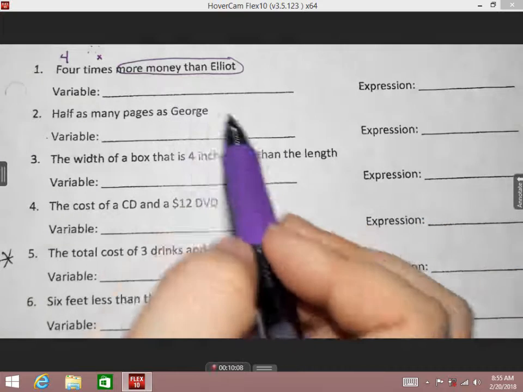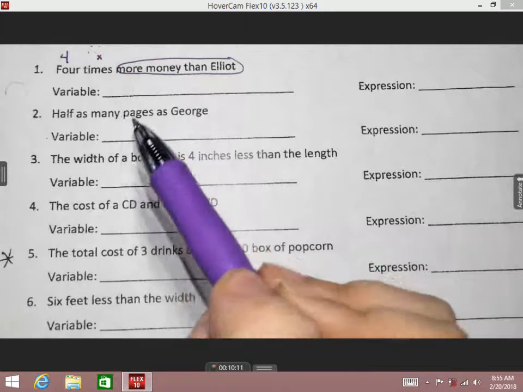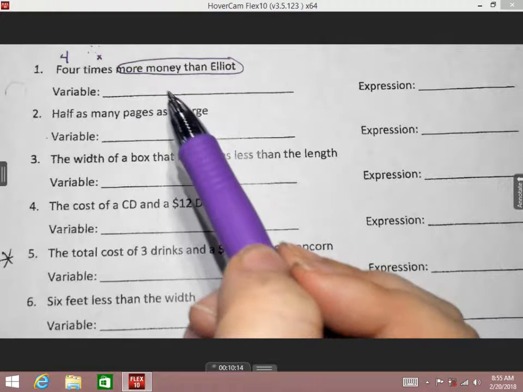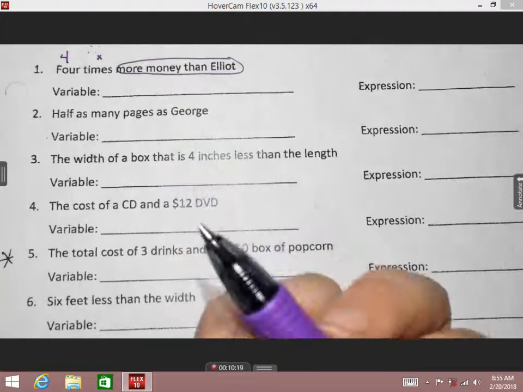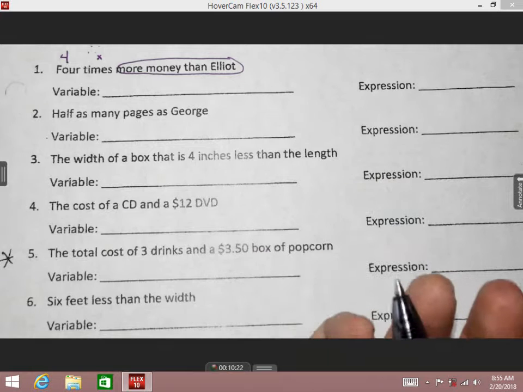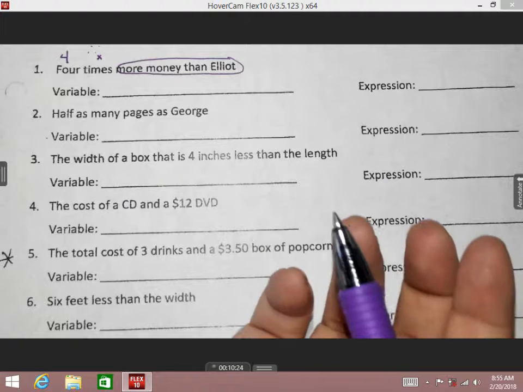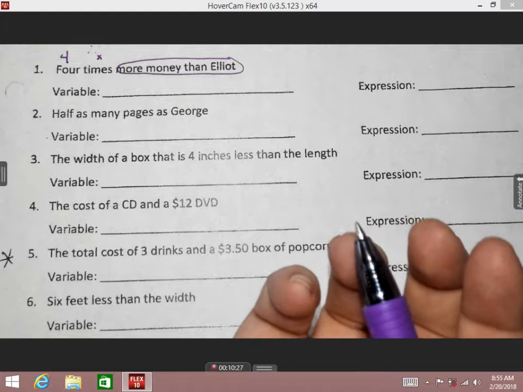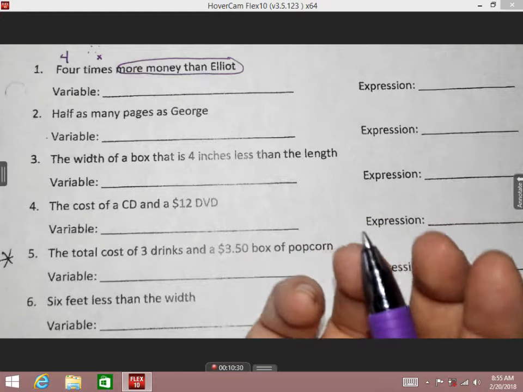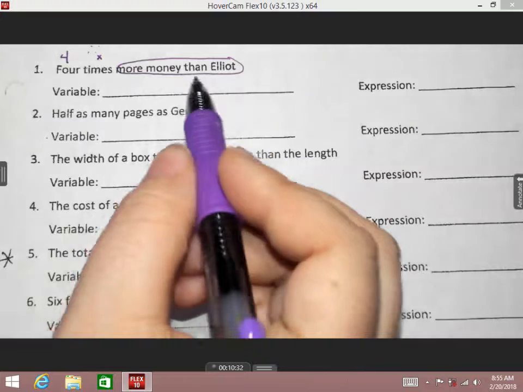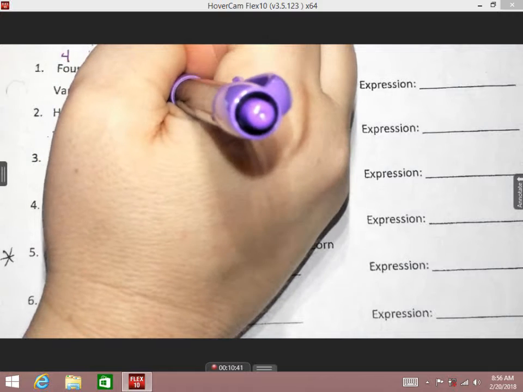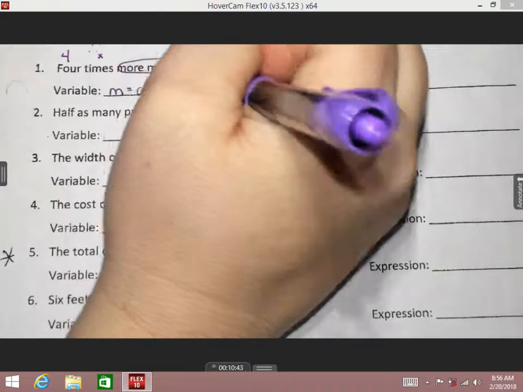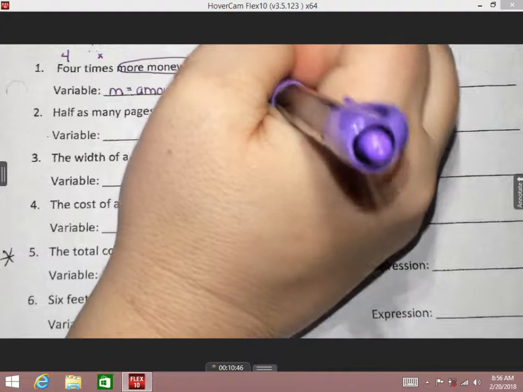All right? So guys, we don't want to just use any random letter. Okay? If you're going to use a random letter, let's stick with X and Y. All right? But in this case, we're going to kind of want to use a letter that might apply because usually you'll see letters that are similar. All right, N is another one that's used a lot because N stands for the number of whatever it is. So here what we might want to do is, like, we're talking about money, so let's use M. All right, and M is the amount of Elliot's money.